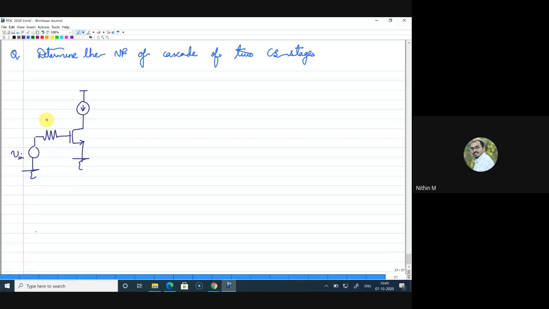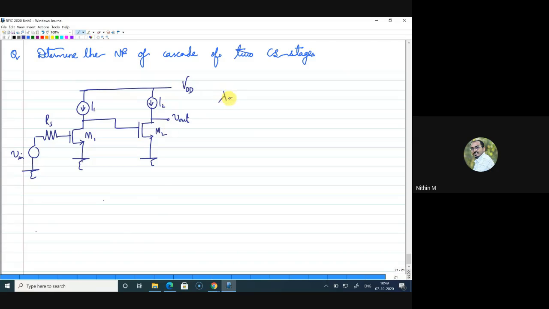So this is Vin, this is RS, this is a DC current source, this is the first stage. The output of the first stage is connected to again a MOSFET, connected to a common supply. This is, say, I2, and this is Vout, and this is VDD. So this is M1 and this is M2.